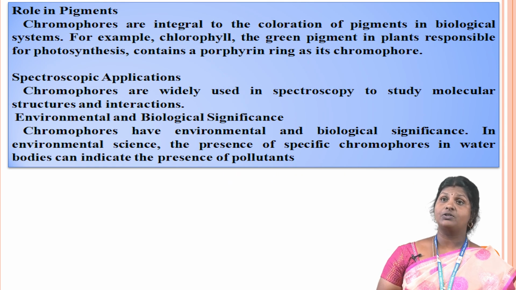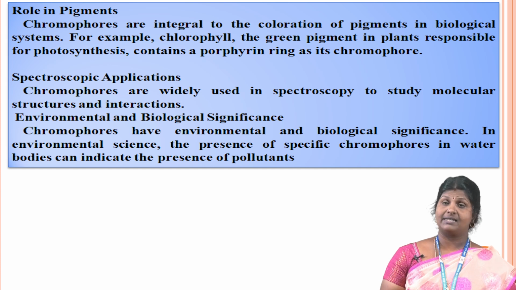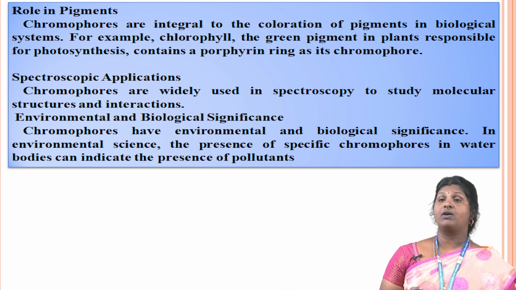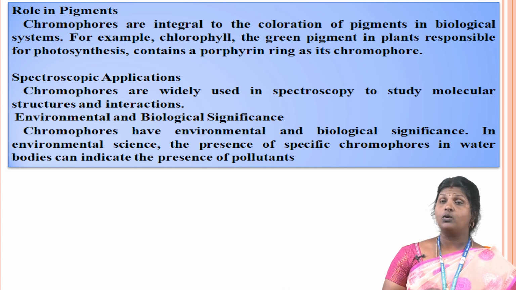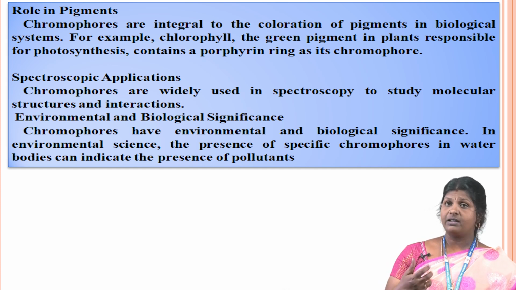Then the role in pigments. Chromophores are integral to the coloration of pigments in biological systems. For example, chlorophyll is a green pigment in plants responsible for photosynthesis, containing a porphyrin ring as a chromophore. A specific arrangement of atoms within this ring allows chlorophyll to absorb light efficiently.